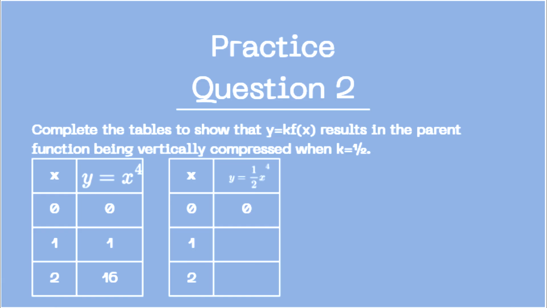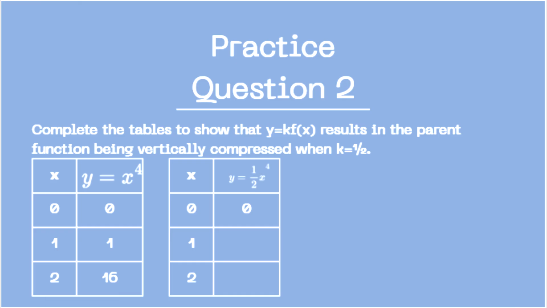All right, here's practice question number 2. This is at the end of the lesson, so write your answer down. Complete the tables to show that y equals k f of x results in the parent function being vertically compressed when k equals 1/2. Okay, pause it, figure it out, come back.